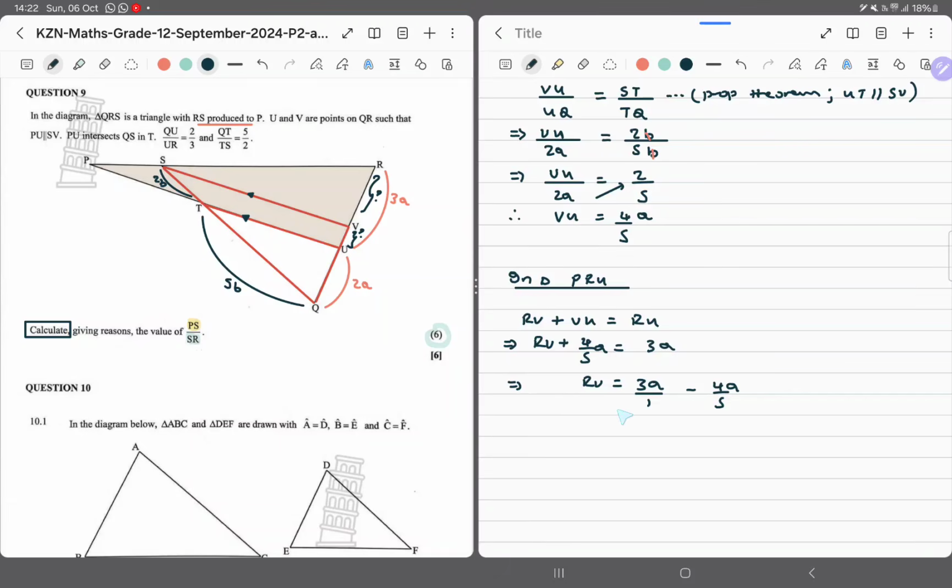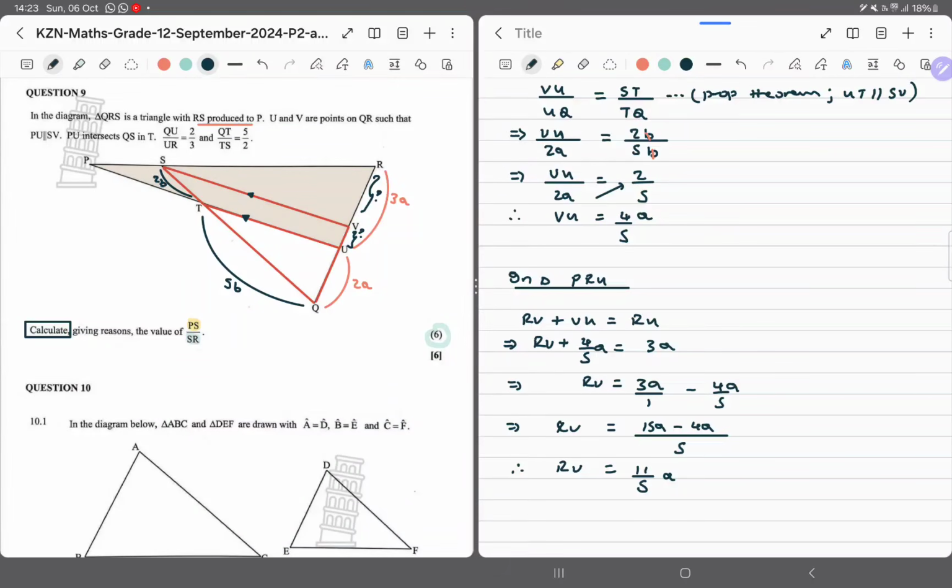Okay, now these are like terms. What do we do? We look for the common denominator, 5. 5 by 3, that's 15A minus 4A. We can say, therefore, our RV is equal to 15 minus 4 is 9. Okay, it's 11. So this is 11 over 5A.